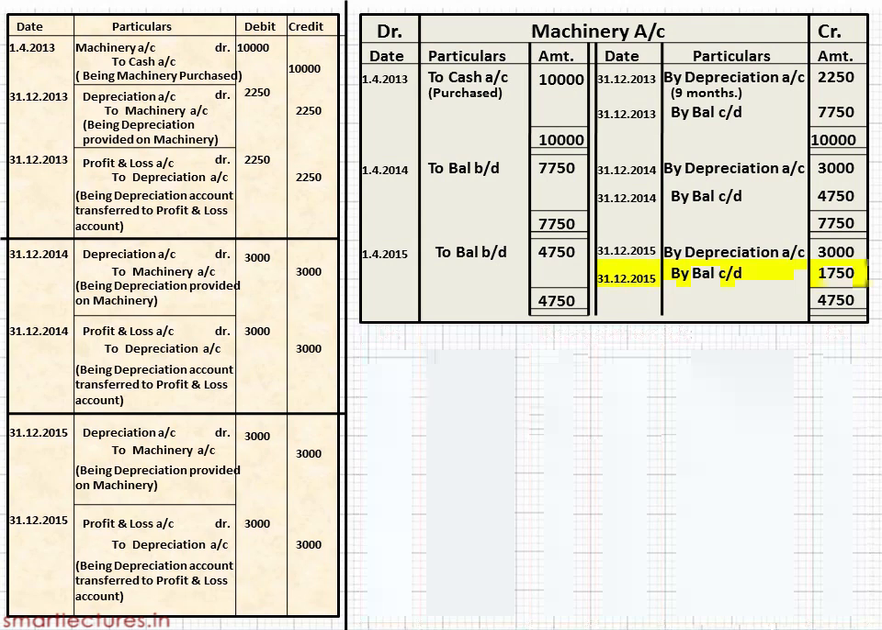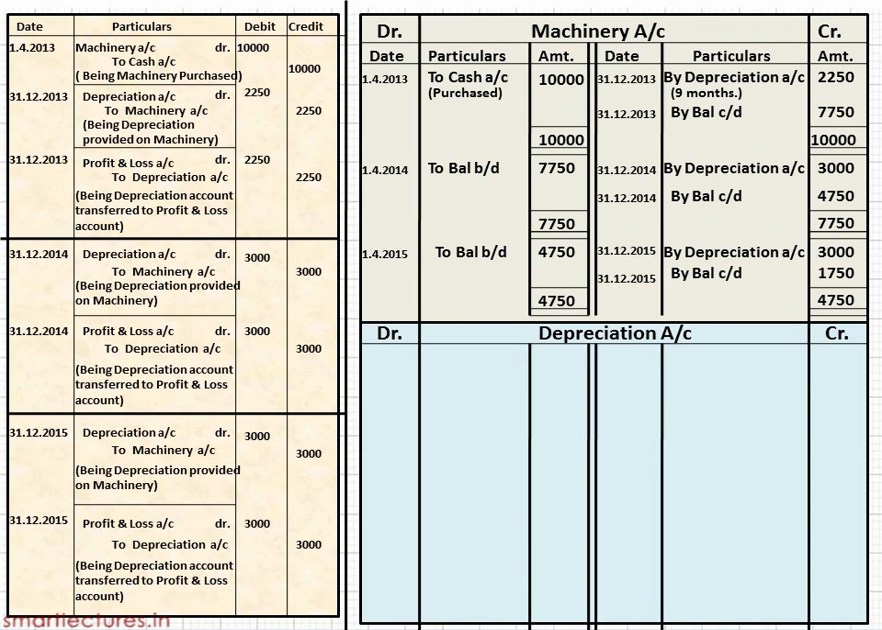Now prepare depreciation account. I strongly recommend you, if you are instructed in the question to prepare journal entries, machinery account and depreciation account, or the examiner may ask you to draw journal entries and prepare necessary ledgers. And the necessary ledgers in this chapter are only 2 accounts. They are depreciation account and machinery account. But I strongly recommend, first of all, you should prepare machinery account. Then you should go for depreciation account.